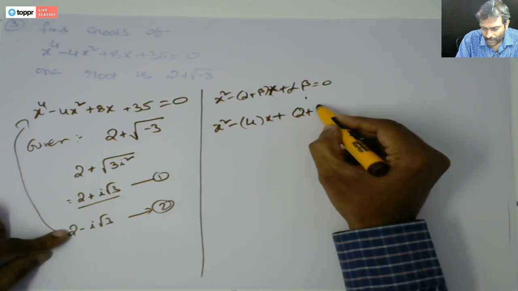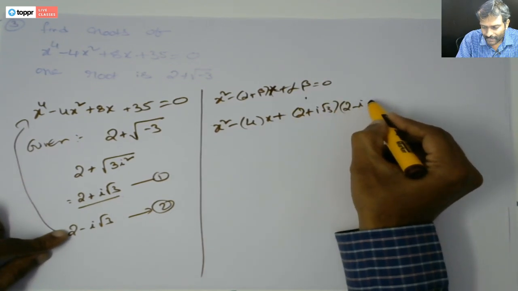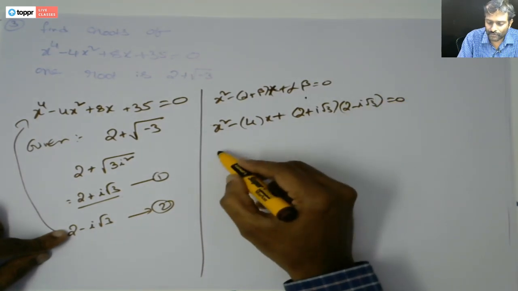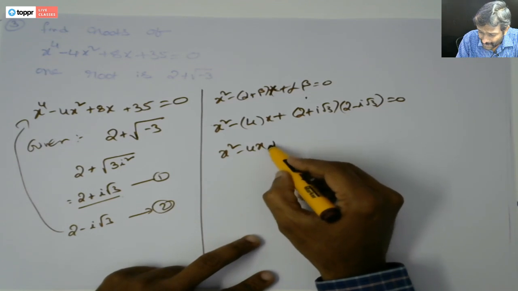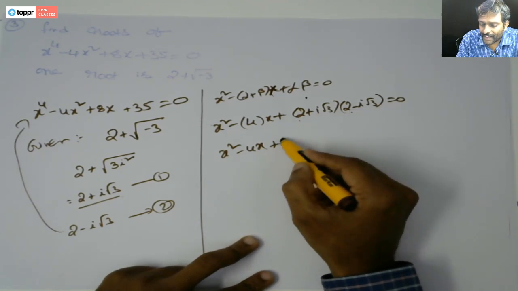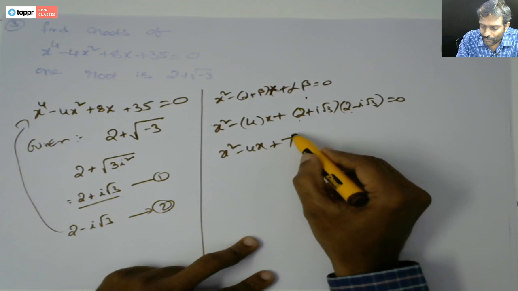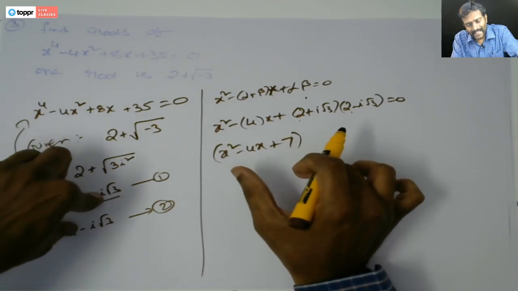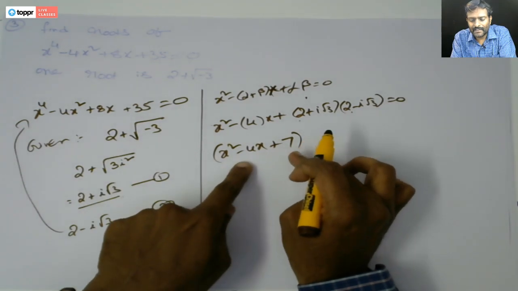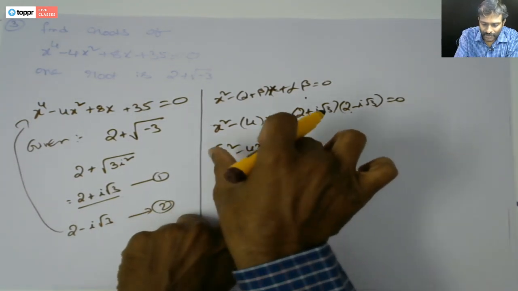okay, let me write it. 2 plus i root 3 times 2 minus i root 3. This will be equal to 0. So I get x square minus 4x plus, this is 4 plus 3, which is 7. This is a quadratic equation which I have. So with these two as the factors, I can have this as my quadratic. So this is one part.